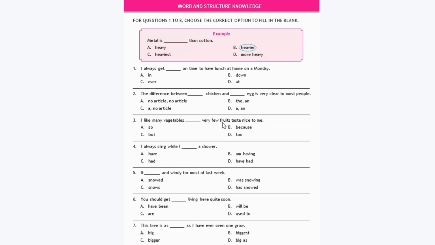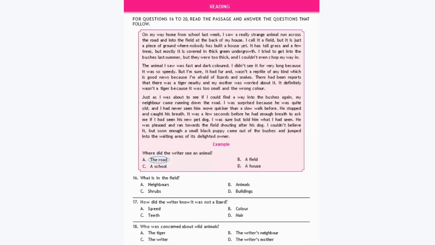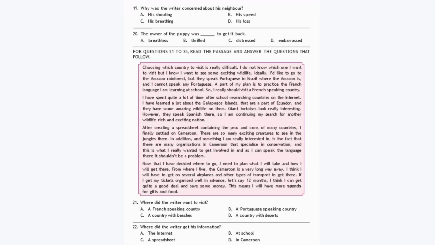Now coming to the different sections, this paper is divided into 4 different sections. First section is called Word and Structure Knowledge. In this section, you will get questions from grammar and vocabulary. And then you have the second section as reading. In this section, you will be given 2 passages. You have to read the passages carefully and answer the questions that are being asked. And here each question carries 1 mark.